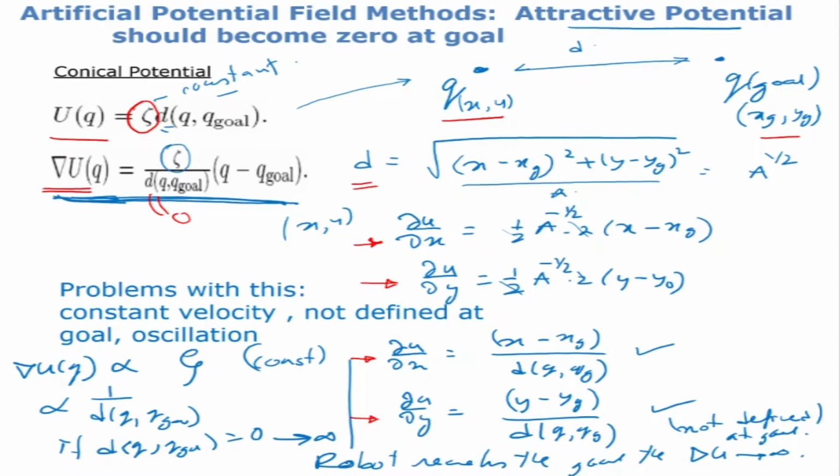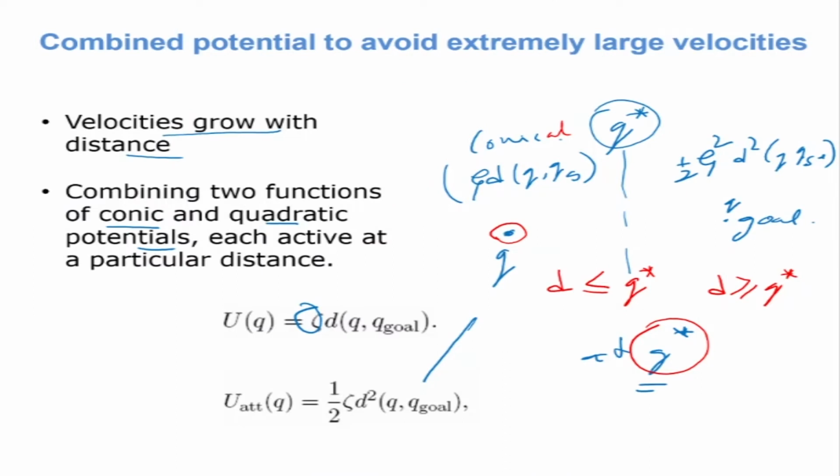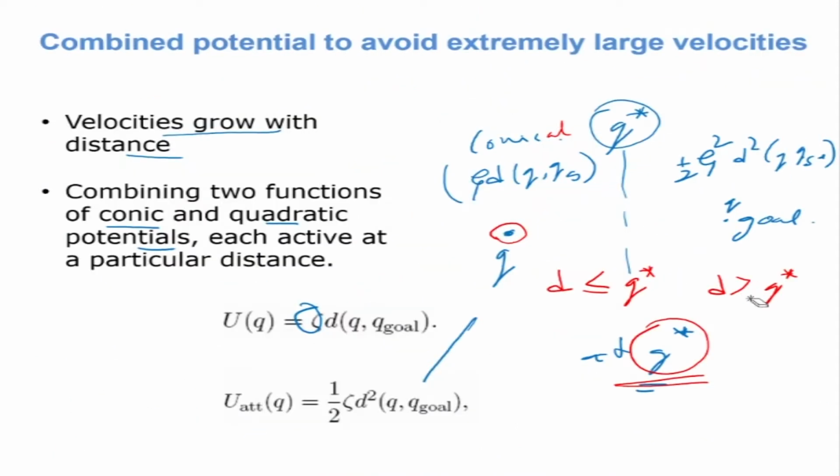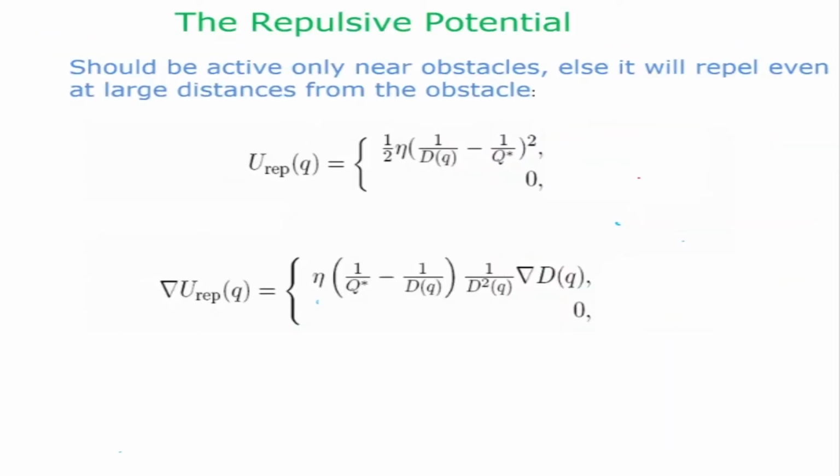Now, so these are the conical potential and the quadratic potential functions that are used depending on whether d is less than q star or d is greater than or equal to q star. That is basically what we call the effective distance. Now, so much for the attractive potential. Now we need to define the repulsive potential.